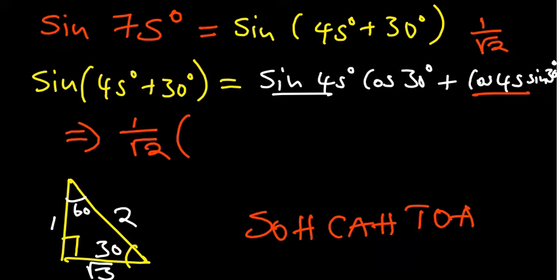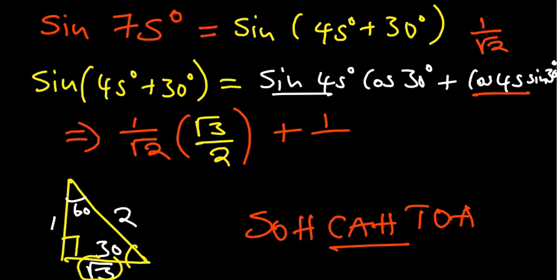So cos 30, cos is adjacent over hypotenuse. What's adjacent of 30? It's root of 3. So I have root of 3, the hypotenuse is 2. Plus cosine 45, we've also said it's 1 over root of 2. Sin 30 is the common identity, which is 1 over 2. The common special angle.